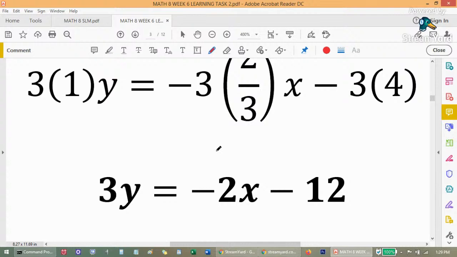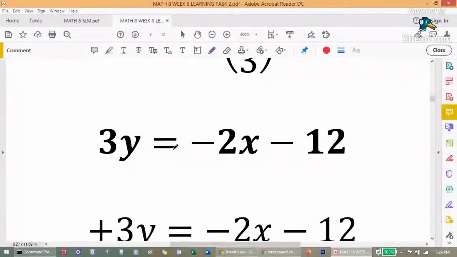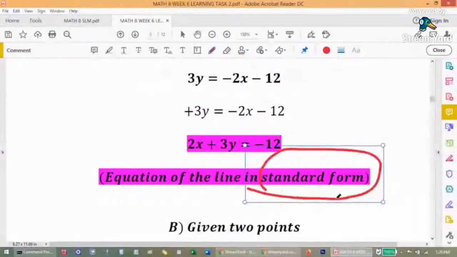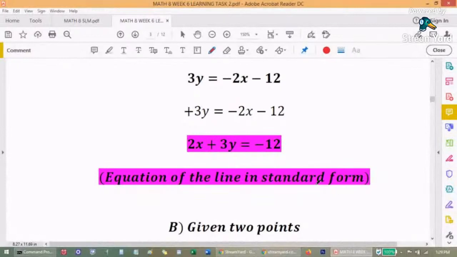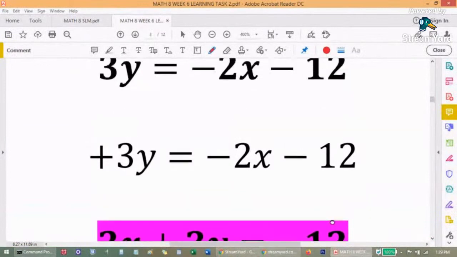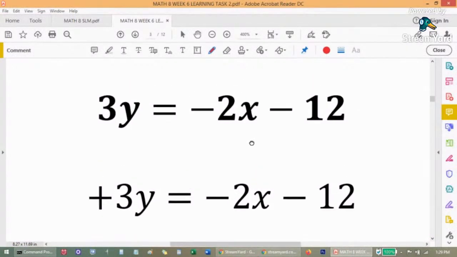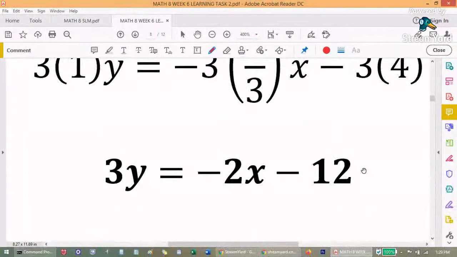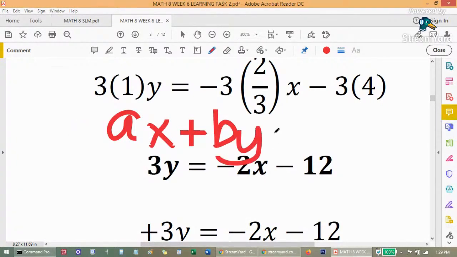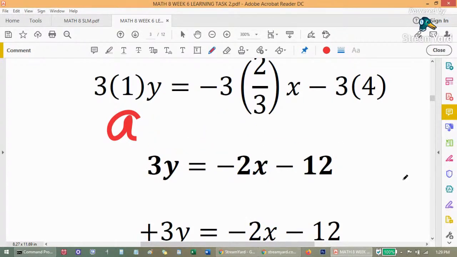So ang ginawa pala dito muna is ginawa muna standard form. Standard form pala. Pagpatuloy natin, in standard form pala gagawin, AX plus BY is equals to C. Okay?